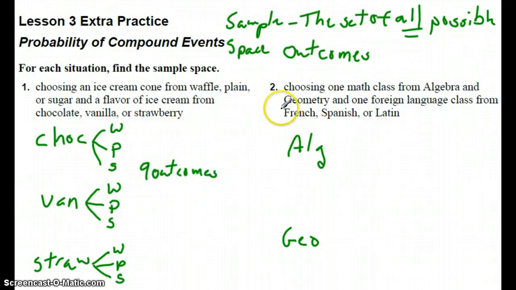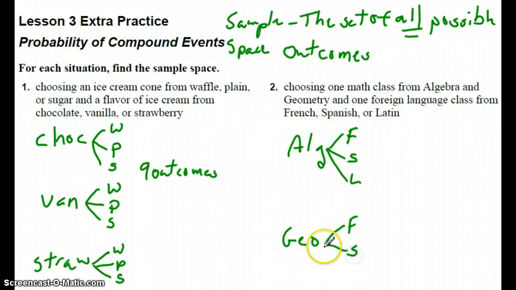Let's take a look at problem number 2. We're choosing one math class from algebra and geometry and one foreign language class from French, Spanish, or Latin. So let's divide this up. We're going to be taking algebra and geometry, and we're going to be creating our branches. From algebra, we can have French, we can have Spanish, or we can have Latin. And in geometry, our other choice would be French, Spanish, or Latin. And now if we count up the total number of outcomes, we would have 1, 2, 3, 4, 5, 6 outcomes.